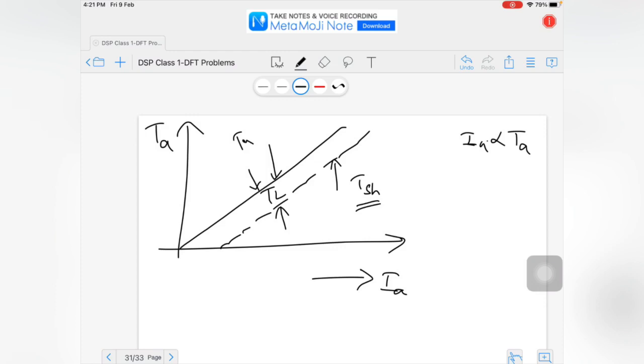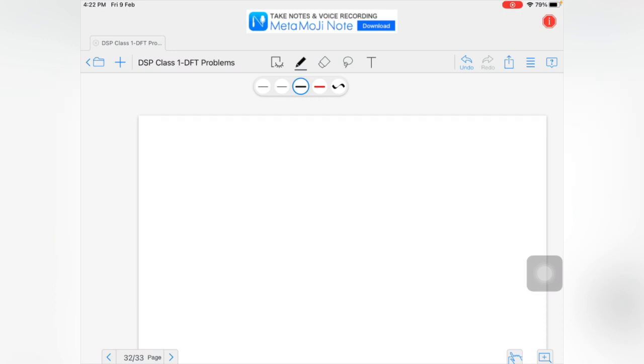From this we can come to know that because the voltage remains constant, the shunt motor speed also remains constant. So the speed runs almost constant in case of shunt motor. Coming to the second one, that is speed versus armature current. Now I will take the back EMF equation.